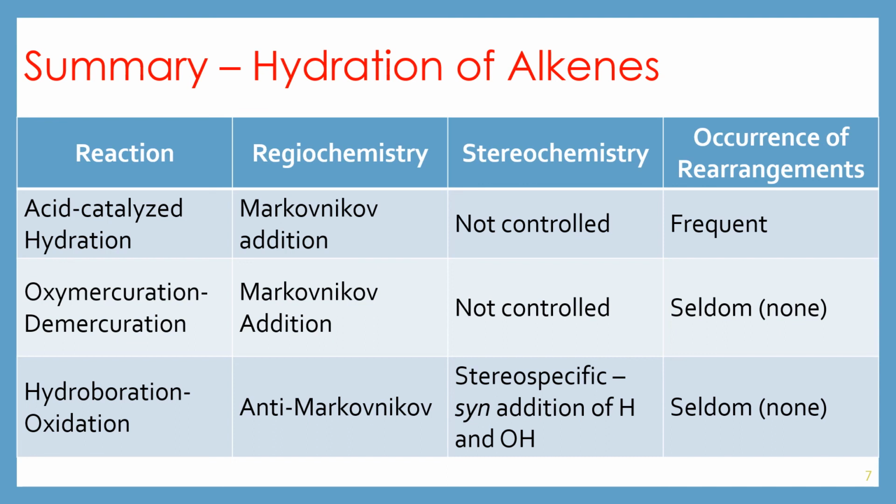With oxymercuration, demercuration, it's a Markovnikov addition still. The stereochemistry is not controlled, and the rearrangements are seldom, if at all. Hydroboration oxidation is anti-Markovnikov. You will make the least substituted alcohol, and this reaction actually is stereospecific. It goes through the syn addition of hydrogen and the OH group, and there are no rearrangements possible. Now you also have to be careful with this one. You can still have 2 syn enantiomers as your product that you would have to draw both of them for.